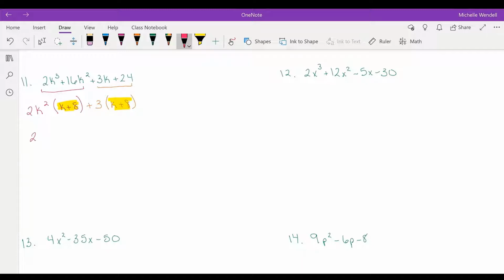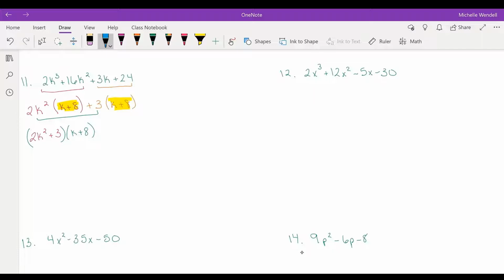Alright, so what you're going to do is group together the 2k squared plus 3, and then the k plus 8. Now, a lot of people get confused. How do the k plus 8 combine down to a single k plus 8? Why isn't it k plus 8 squared, for example? Well, you have to go back to thinking about how you first learned how to distribute problems like this, two-termed problems.